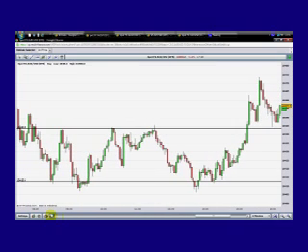The gap period, as you can see, is when one market is already open, and when that market is open, another market is about to open. That's what we call the gap period.